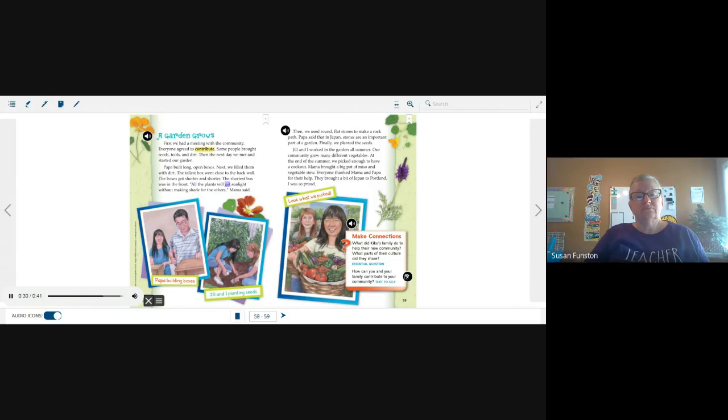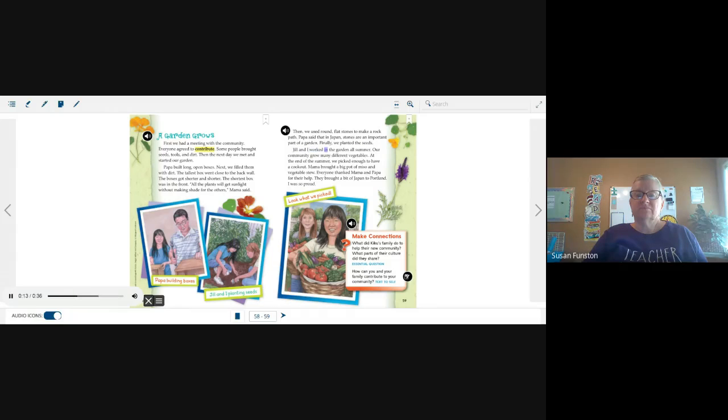All the plants will get sunlight without making shade for the others, Mama said. Papa building boxes. Jill and I planting seeds. So here they are working to make the community garden. Then we used round, flat stones to make a rock path. Papa said that in Japan, stones are an important part of a garden. Finally, we planted the seeds.